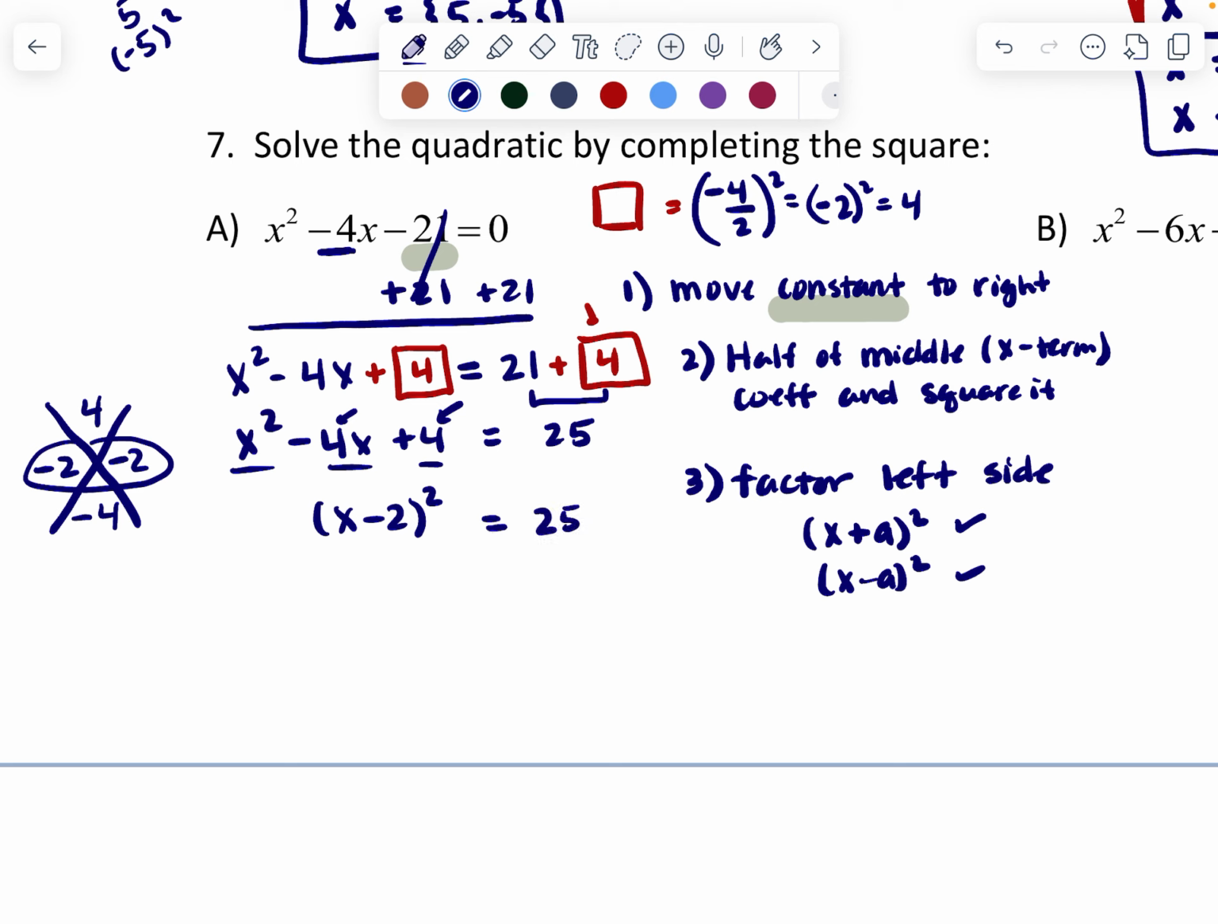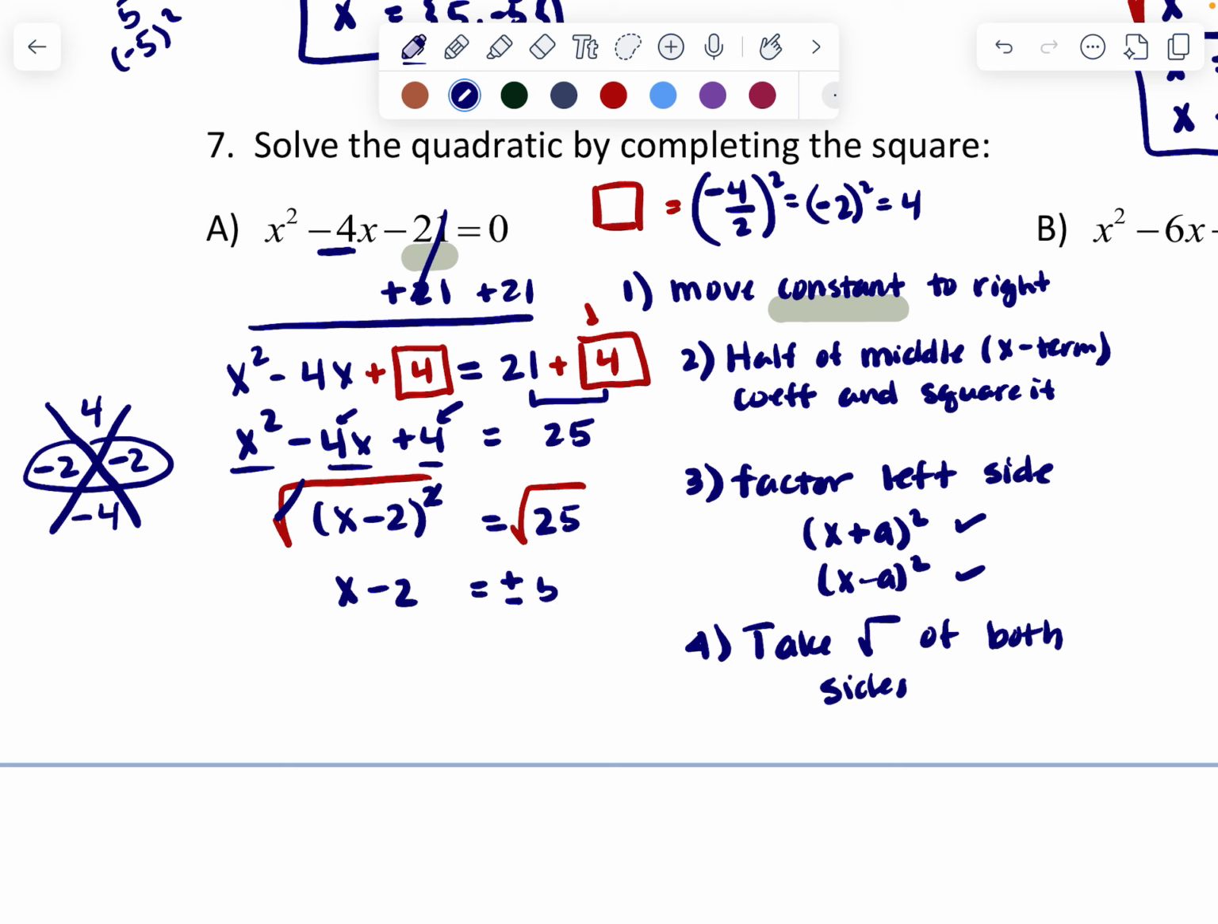Now, the last step here, step number 4, is I'm going to take the square root of both sides. At this point, I'm almost done. So I'm going to take the square root of the left, the square root of the right. A square and a square root are going to cancel each other out. So I have x minus 2 equals, remember, square rooting both sides, you pop out a plus or minus. The square root of 25 is 5. And now the last step is just to solve for x. So get the x all by itself. So I'm just going to add 2 to both sides. And I'm going to get x equals 2 plus or minus 5.